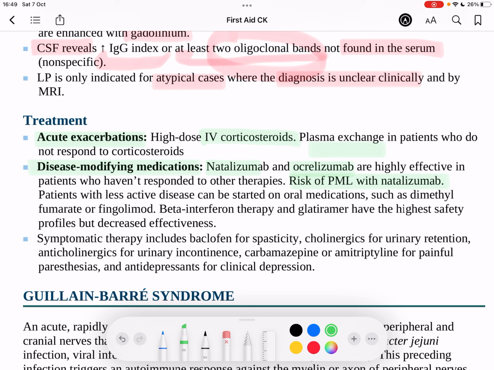Patients with less active disease would not be started on natalizumab or ocrelizumab. They should be started on oral medications, and we can use dimethyl fumarate or fingolimod. Okay, beta interferon therapy and glatiramer have got the highest safety profiles, but they're not so effective. Most patients that you meet with MS are going to be on interferon and glatiramer because they're very safe. But if somebody has a very progressive type of MS or has many relapses, usually they're going to need to be stepped up to the disease-modifying agents and maybe even the monoclonal antibodies.